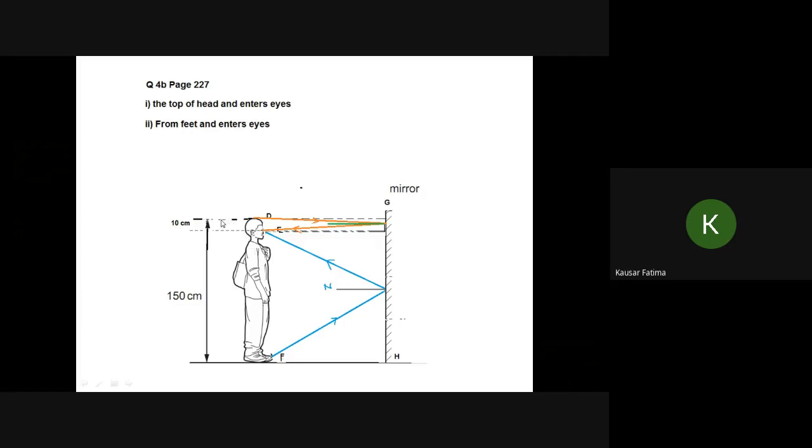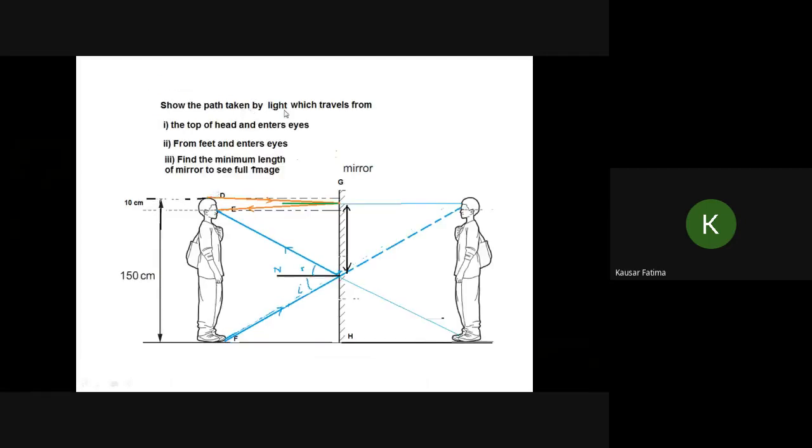See, the person's full height is 150 centimeter, and it is mentioned in the question that the eyes are 10 centimeter below the top of the head. So this distance is 10 centimeter. The total height is 150, so how much is the remaining height? 140. Okay, now see the next part of the question.